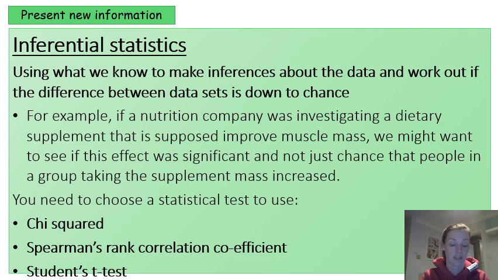And these are the other types of tests. We will come across them through the biology course. We've got one called the chi-square test, the Spearman's rank correlation coefficient, that's a bit of a mouthful, and the student t-test. So we'll be having a look at those later on in the course, but they're just to remind you. So like I say, we're just going to look at statistical tests in terms of standard deviation today.